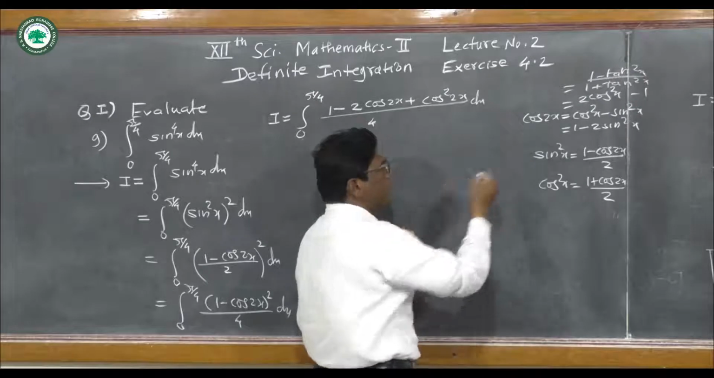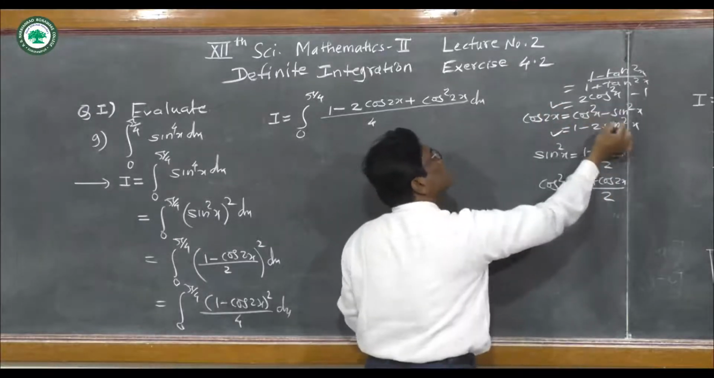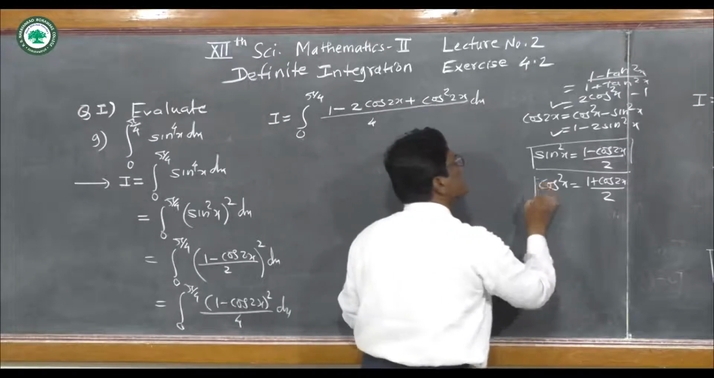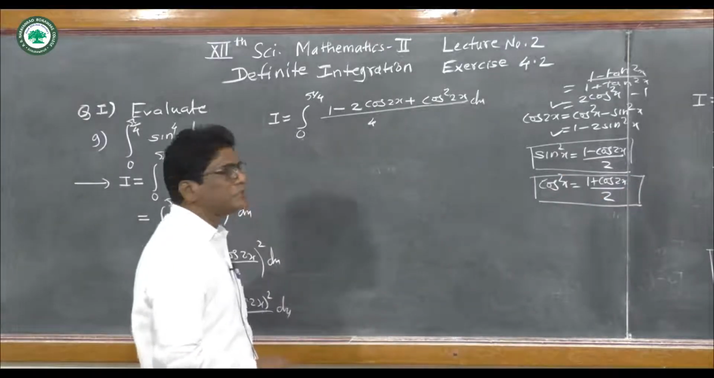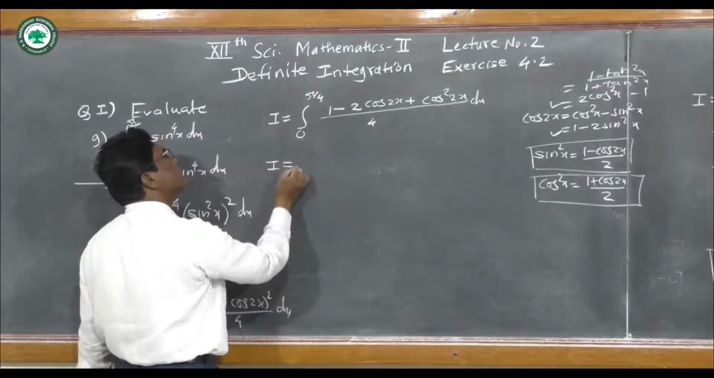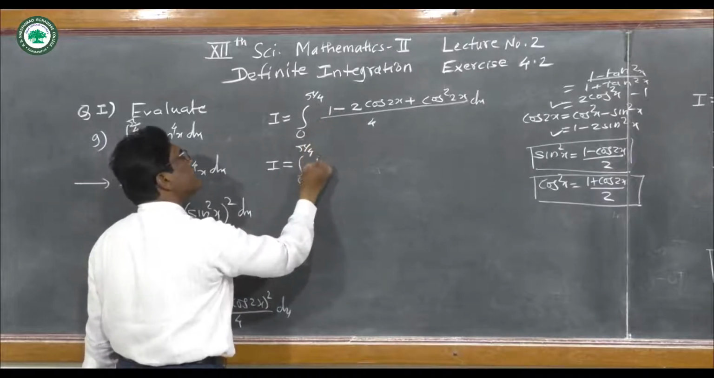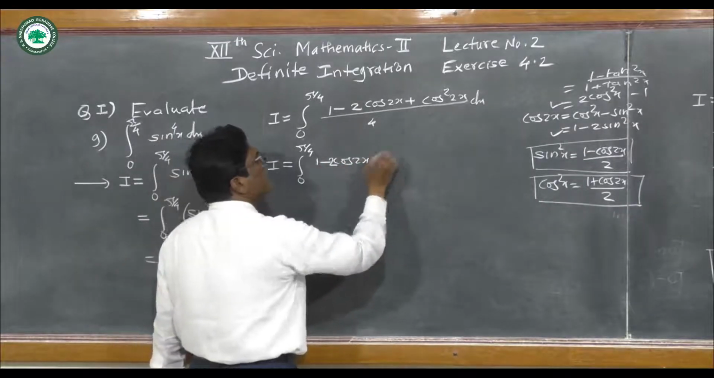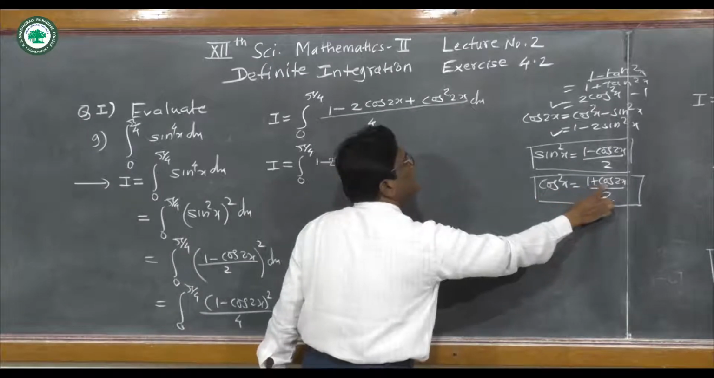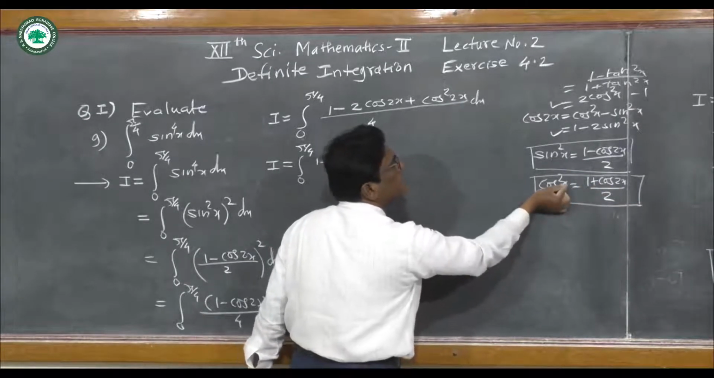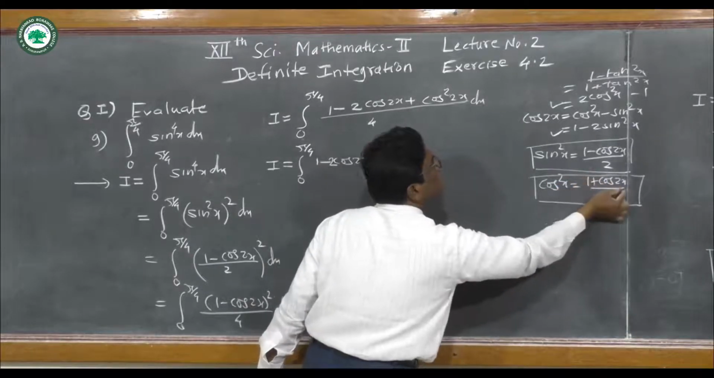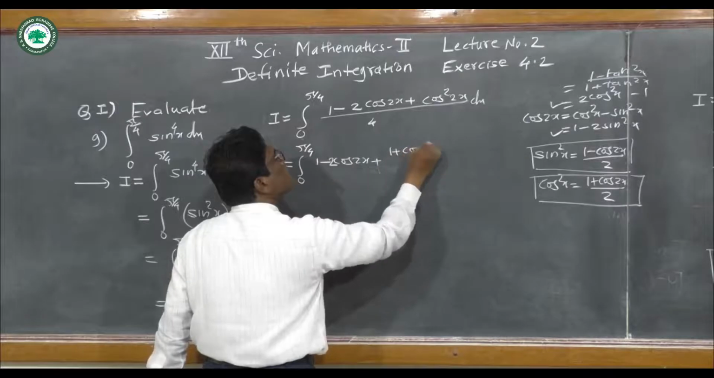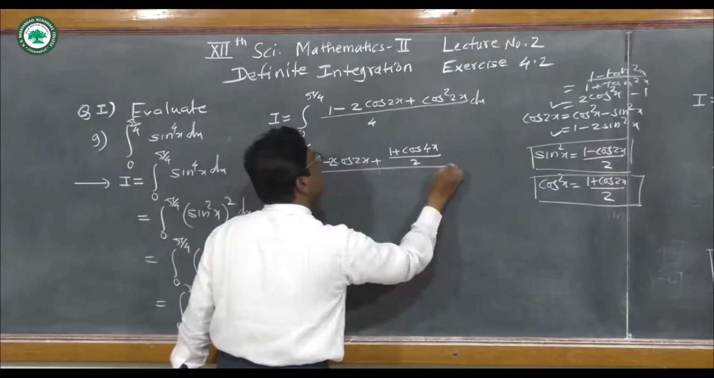So now here we use these formulas to obtain the value of cos square x and sine square x. Then we get sine square x as 1 minus cos of 2x upon 2 and cos square x as 1 plus cos of 2x upon 2. And so this I becomes, I is equal to integration 0 to pi by 4, this 1 as it is, minus 2 cos of 2x, plus now we put cos square 2x as 1 plus cos of 4x, because if here is x, then here it's a double angle, 2x, so we get angle as 4x. So we get 1 plus cos of 4x upon 2 and whole divided by 4 dx.